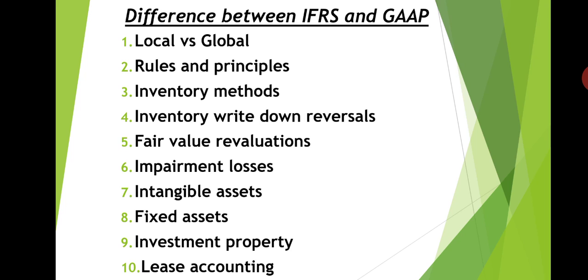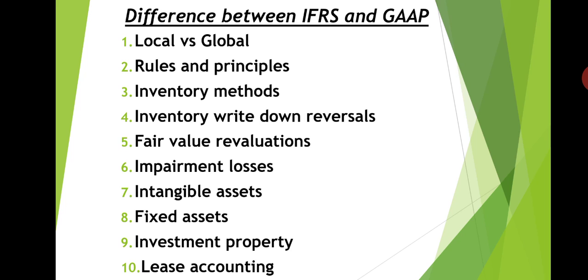GAAP requires that long-lived assets such as buildings, furniture, equipment be valued at historic cost and depreciated appropriately. But under IFRS, these same assets are initially valued at cost but can later be revalued up or down to market value. So any separate components of an asset with different useful lives are required to be depreciated separately under IFRS. So GAAP allows for component depreciation, but it is not required.